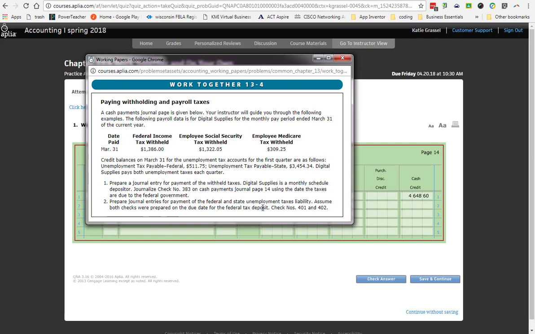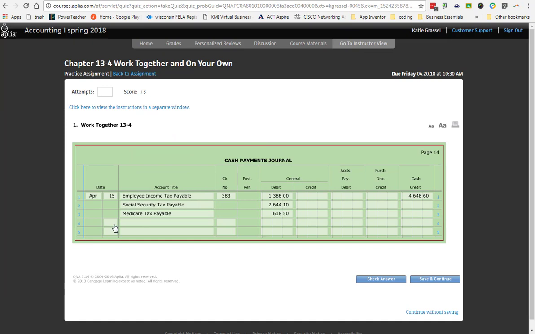Instruction number 2 reads, prepare journal entries for the payment of federal and state unemployment taxes. So that is going to be done on the 30th. That is always by the last day of the quarter following. And we're going to pay federal unemployment first. And that is going to be check 401. How much am I paying? Where'd you find that? In the instructions. Only the employer pays it, so I'm just paying $511.75, and that's really just looking at my ledger and seeing how much do I owe. Okay, that's what I'm paying.